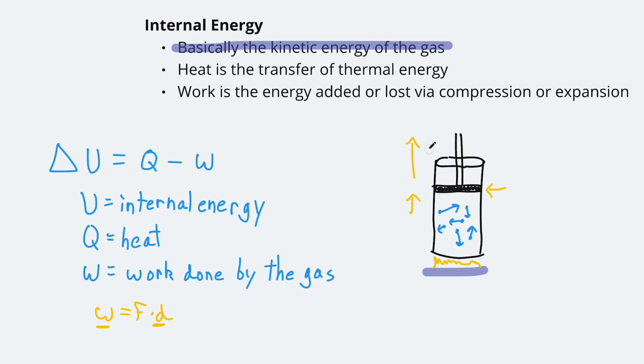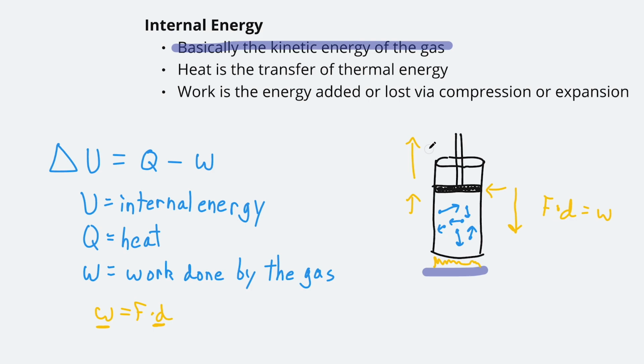The opposite would be true if the piston moved downwards. So let's say that someone pushes the piston down. So now the piston is moving downwards. And now the piston is exerting a force on the gas molecules. And over the distance that the piston moves downwards, again, we could do force times distance equals work. But now this would be work done to the gas. So this time the energy would be gained by the gas.